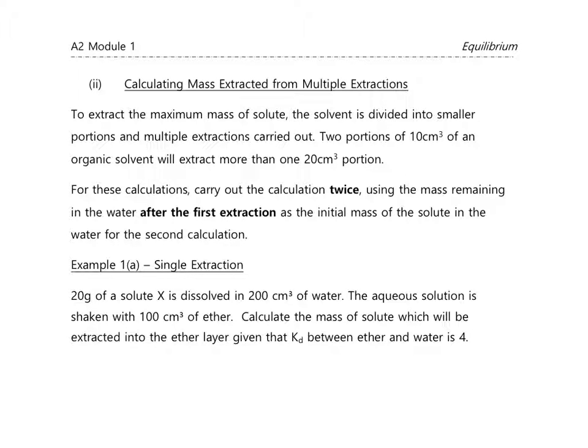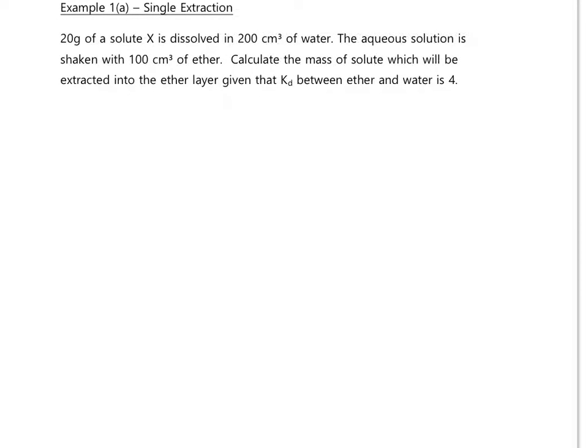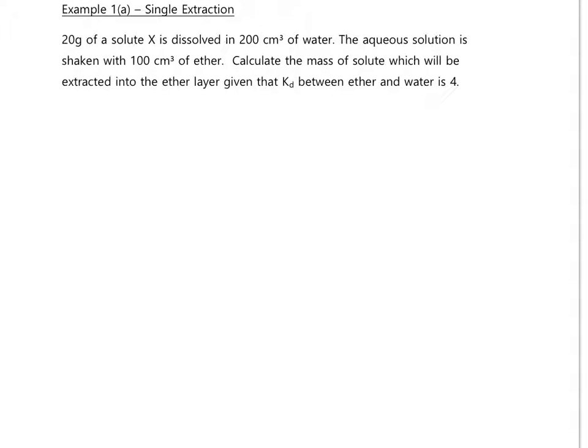These calculations are just slightly more complicated, but all you have to do is do the exact same calculation twice, but using the mass remaining in your water from the first extraction as your initial mass for the second calculation. And we'll see that when we come to the calculation. So the first example you have there is a single extraction. And then we'll do a multiple extraction of the same example and see how it compares.